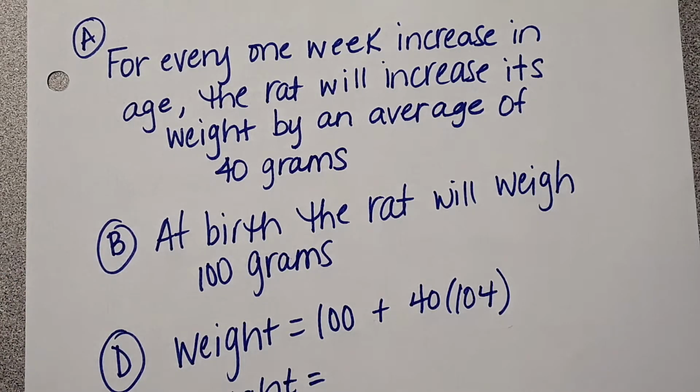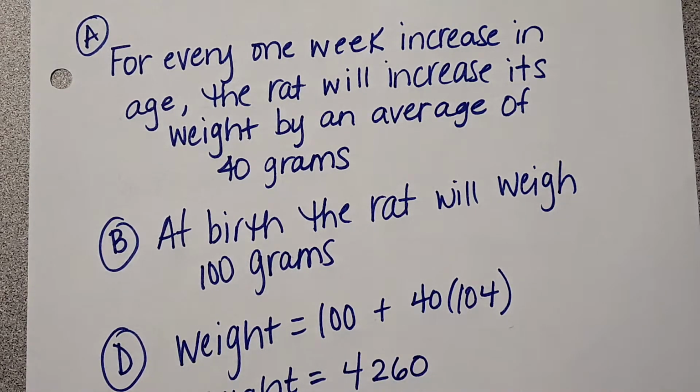So we know grams, right? Because this is in grams, correct? 4,260. And what did they say? How many grams are in a pound? 454. So we're going to convert this to pounds. So we're going to divide this by 454.